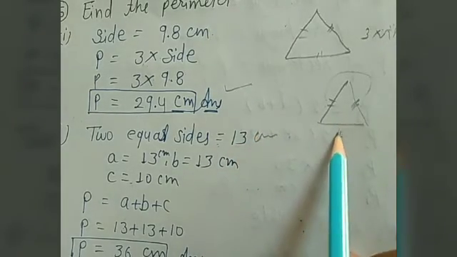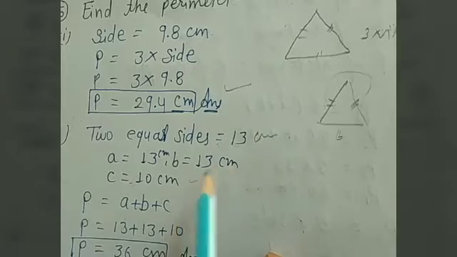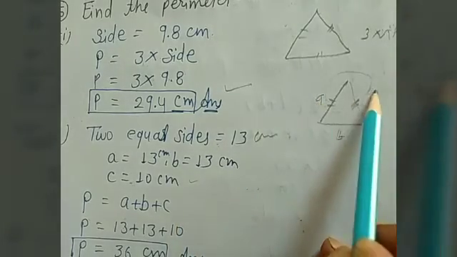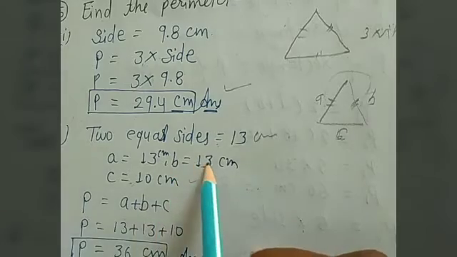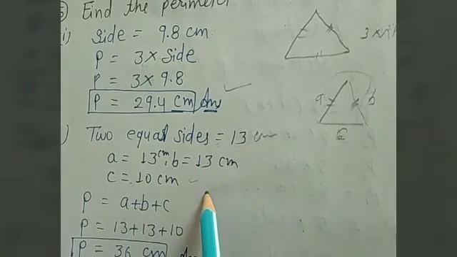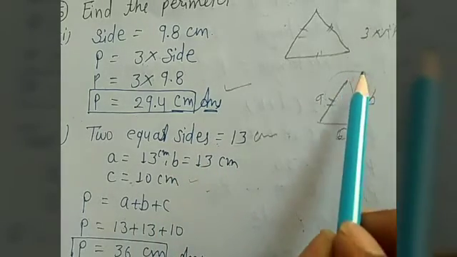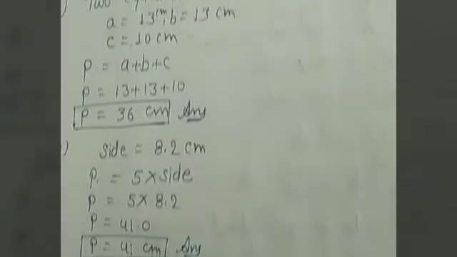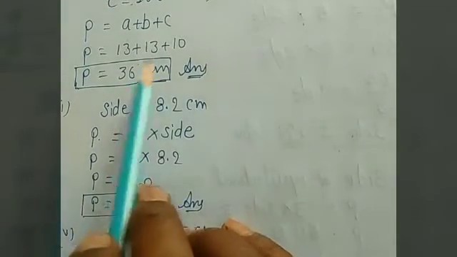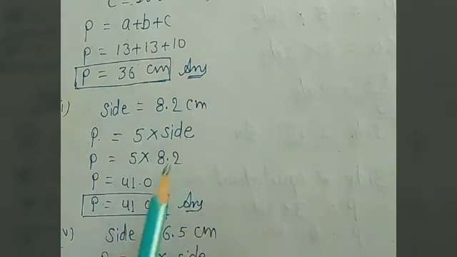In this one, another side is given, 10 centimeter. So we take this A, this B and this C. A is 13 centimeter, B is 13 centimeter and C is 10 centimeter. And you already know perimeter means sum of all the sides. So simply perimeter equals A plus B plus C. 13 plus 13 plus 10, 36 centimeter.